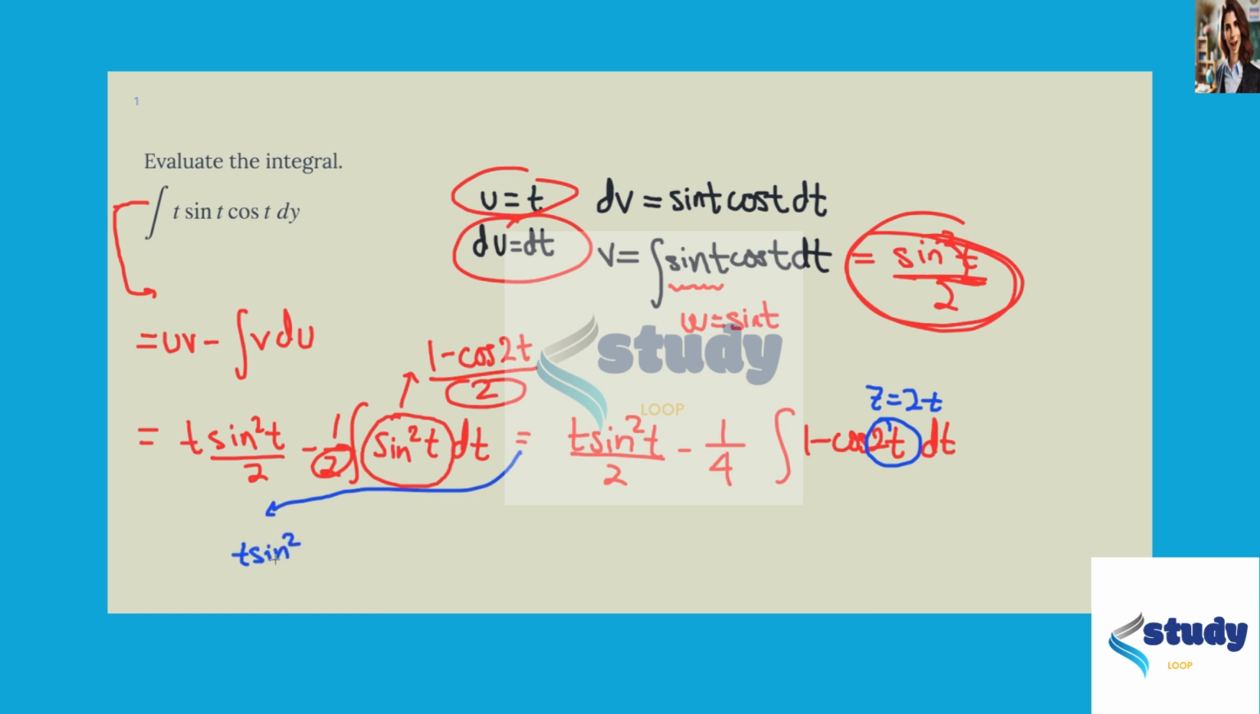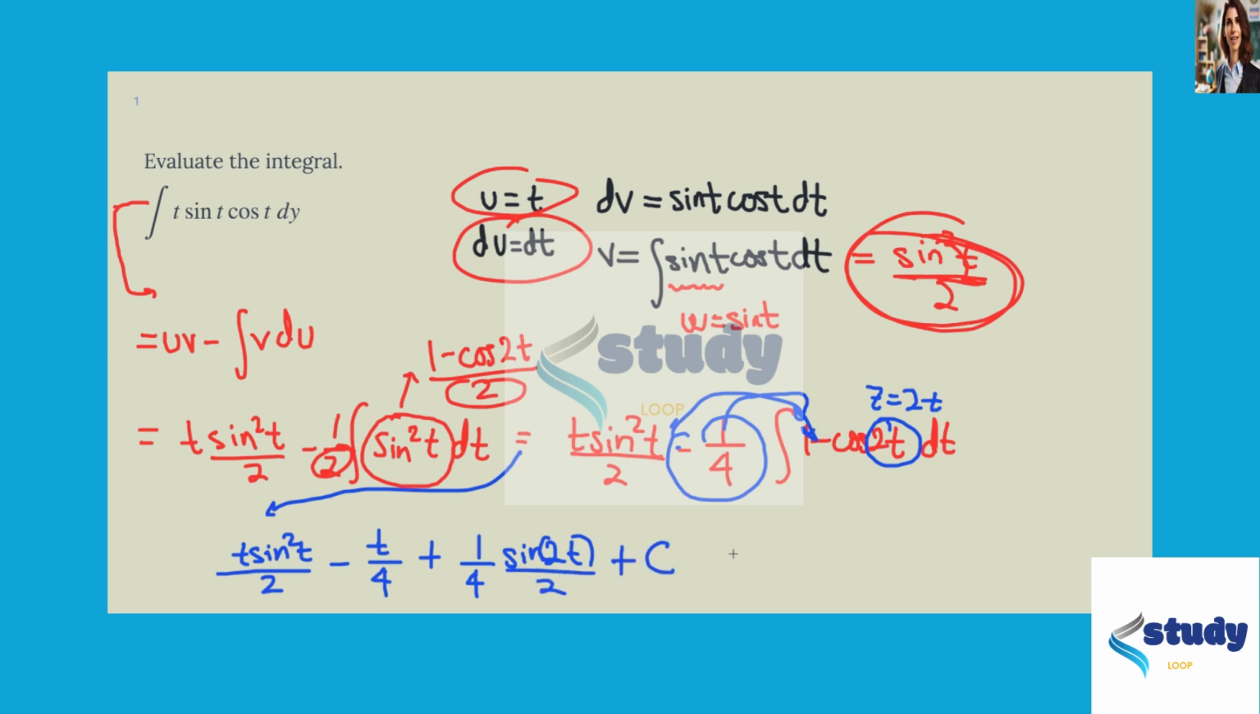t sine squared over 2 still, minus, and now we have 1 over 4 with the minus, and then that integral of 1 becomes a t, so that's minus t over 4. Here we have double minus, that becomes a plus, and then we have 1 over 4 sine 2t over 2 plus c.